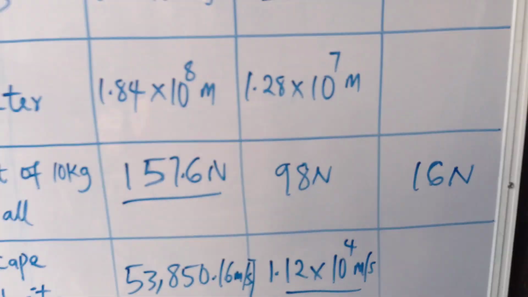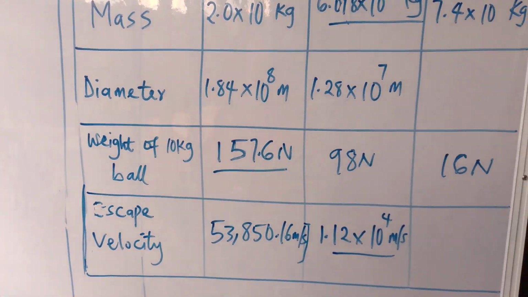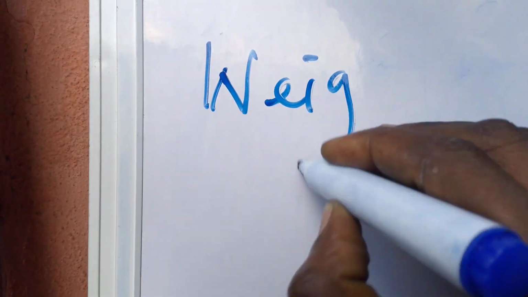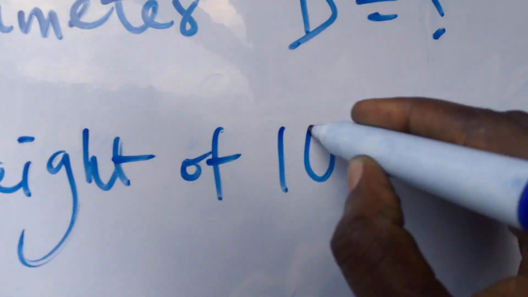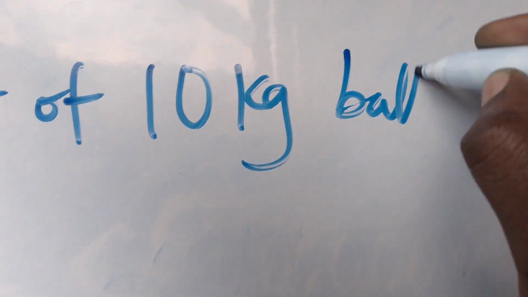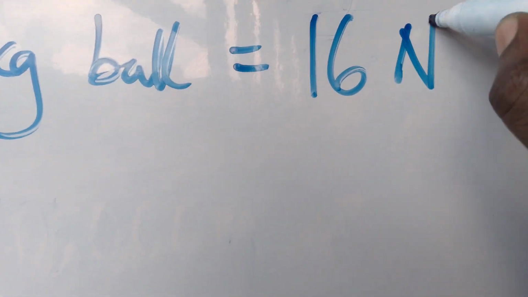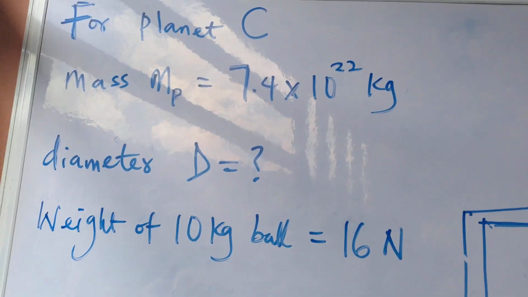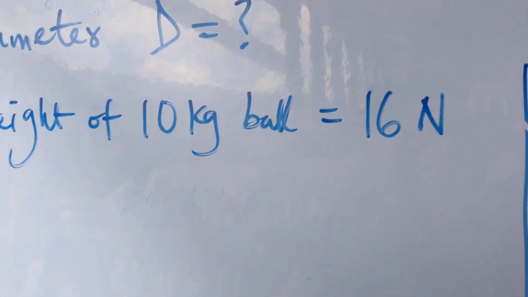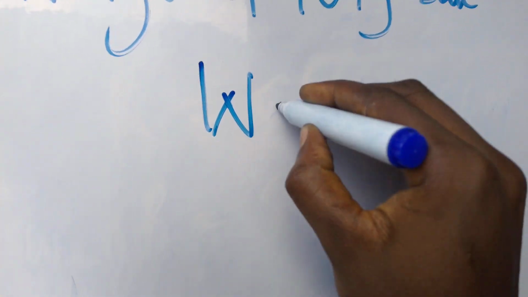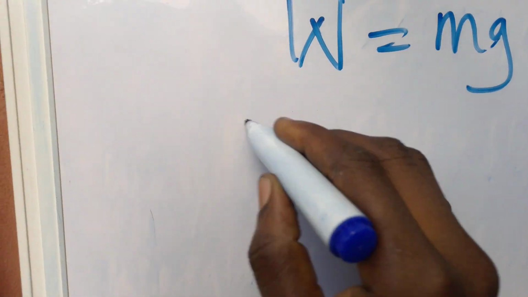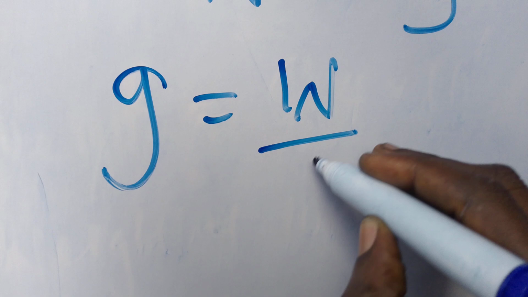Then we are also given the weight of the 10 kg ball as 16 Newton. The weight of the 10 kg ball was given to us as 16 Newton. Alright, and then we know that weight W is equal to mg, isn't it? So we can make g the subject of the formula. That's g will be W over m.